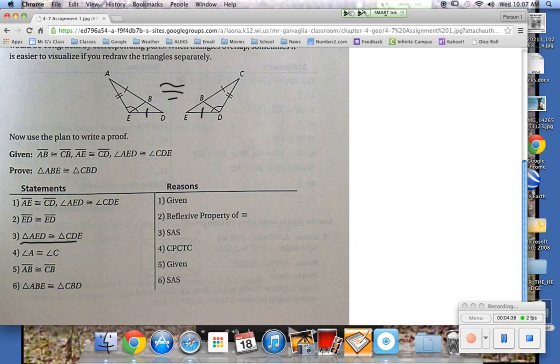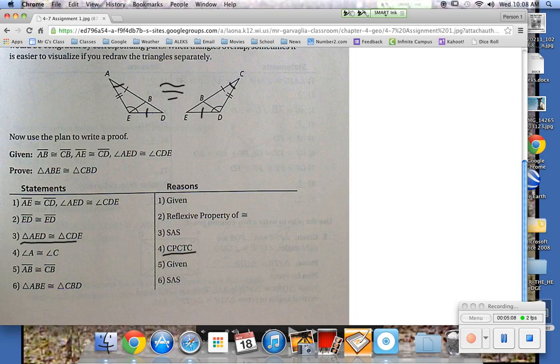Okay? Next, angle A then is congruent to angle C. Angle A and C are congruent. Why? Because the triangles are congruent. Since these big triangles are congruent, then these angles must be congruent, right? Corresponding parts of congruent triangles are congruent, whatever the heck that stands for.